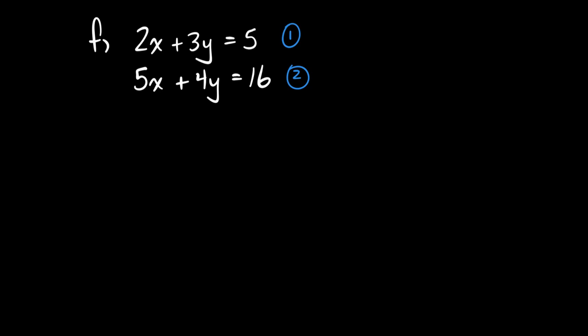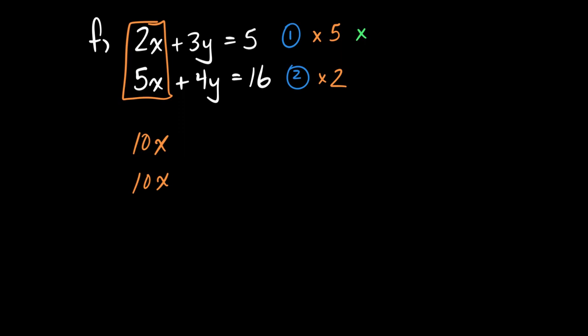I could take equation 1, and if my focus was on the x's, getting the same number in front of my x's, then one of the easy things I could do is multiply equation 1 by 5 and equation 2 by 2. And notice, in both of those cases, my equations would both have 10 x's. The same number of x's, and now I could eliminate my x's. But I could have also multiplied equation 1 by 4 and equation 2 by 3, and that would have given me 12 y's, and therefore the same number of y's in both equations, and I could have eliminated my y's.